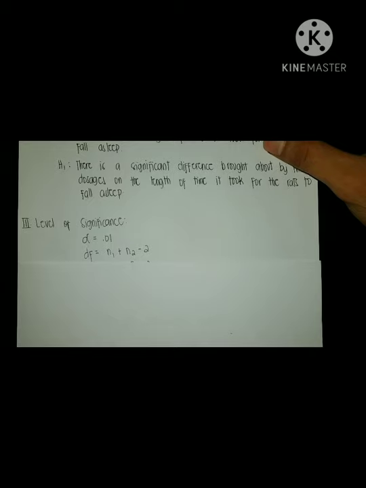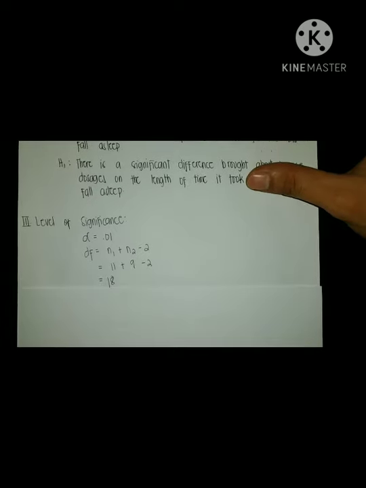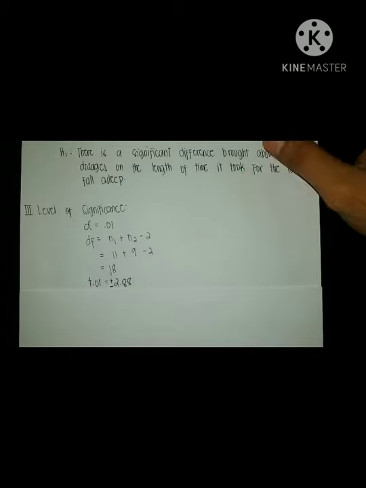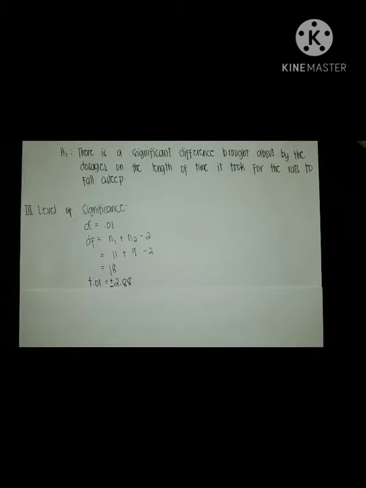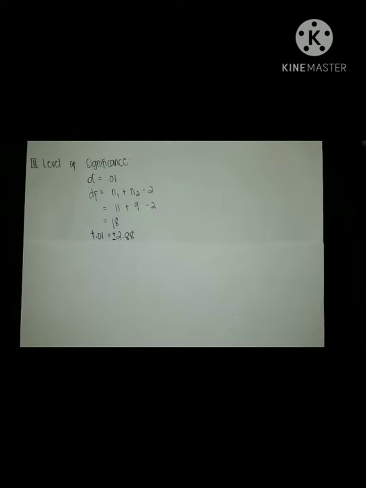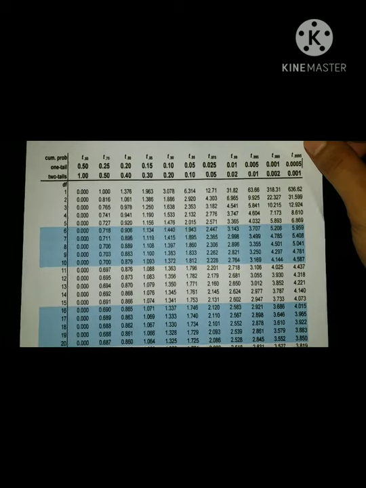In our example, our n sub 1 is 11 and our n sub 2 is 9. So that will be 11 plus 9 minus 2. That will give us 18. So our degrees of freedom is 18. And the next one is to find the t tabular value or the critical value. For this, we will be using the t table. So we have here the t table.